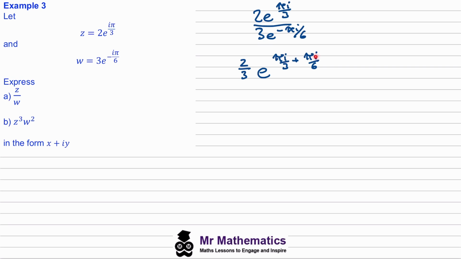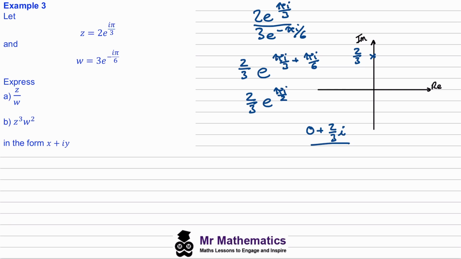We can factor out this i, so we get 2/3 times e, and we'll add the pi over 3 to the pi over 6, and we get pi i over 2. Now, if we show this on the Argand diagram, pi over 2 lands on the imaginary axis, so this will have no real part. So we're looking at a point about here, which is 2 over 3 i. So in x plus iy form, we've got 0 plus 2/3 i. Okay?